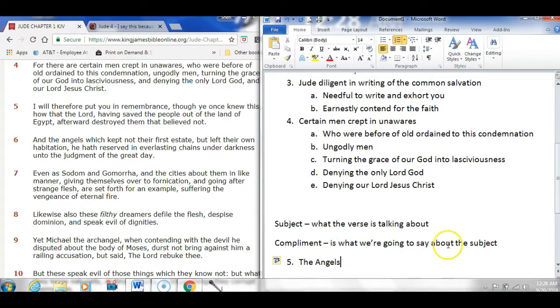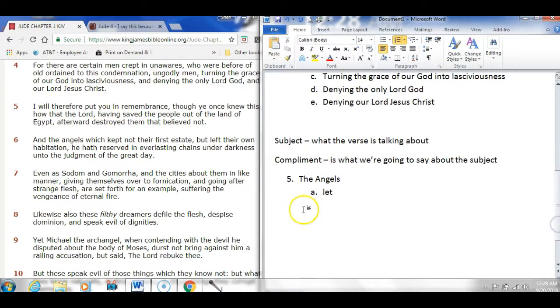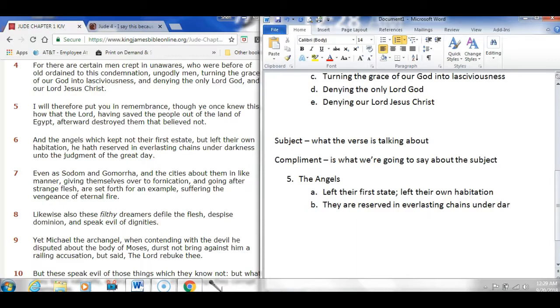The complement is what we're going to say about the subject. So what are we going to say about the angels? What does the text say about the angels? They kept not their first estate. They left their own habitation. That can be combined into one. He had reserved them in everlasting chains under darkness. For how long? Until the judgment of the great day.